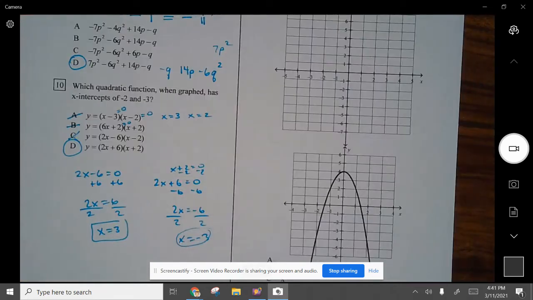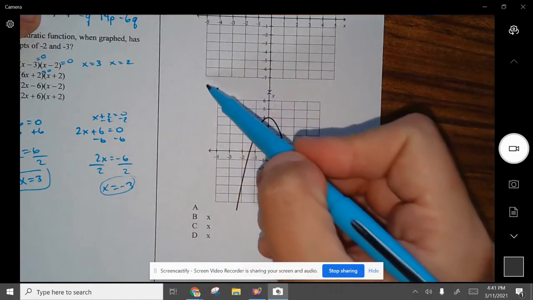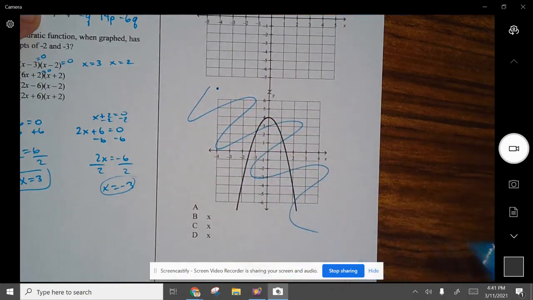All right. Now, I don't know why this is here. This is here for no reason. That was my bad. That should not be any part of the test.